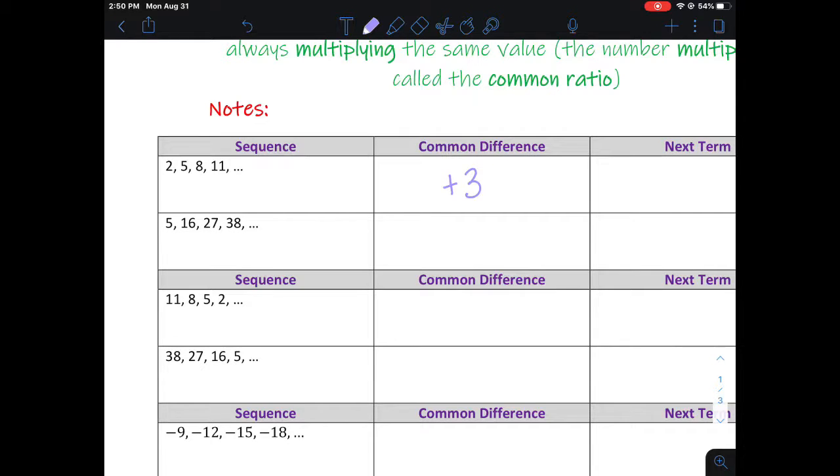Now, what will our next term be? What will the fifth term of this sequence be? 11 plus 3 is 14.